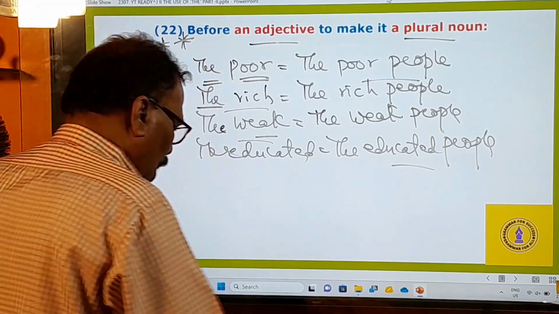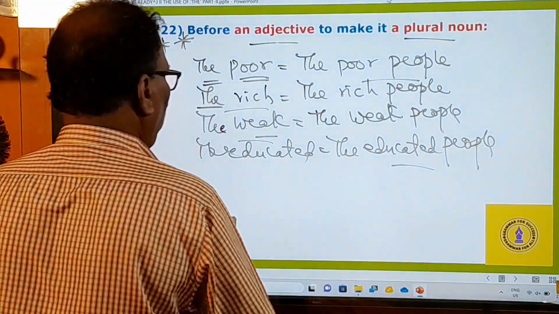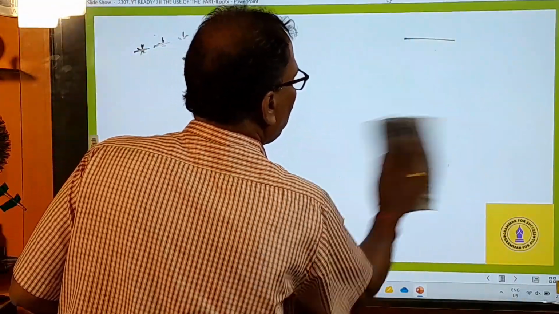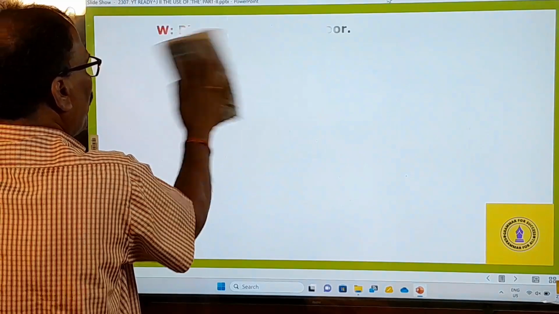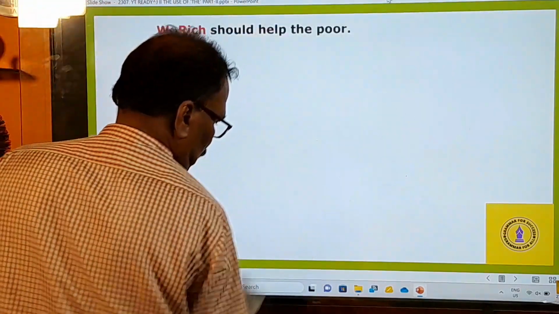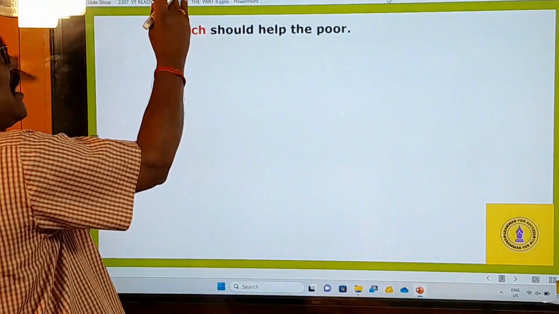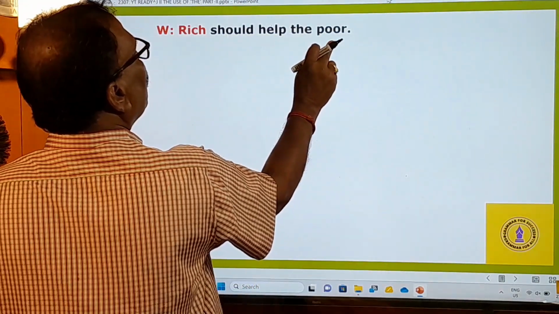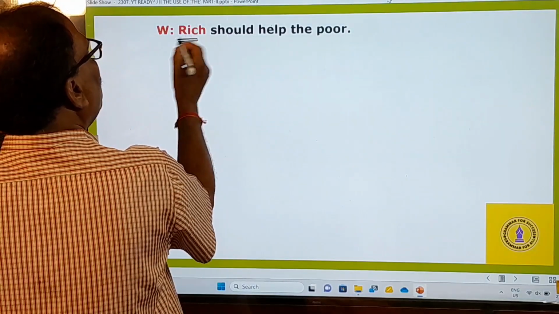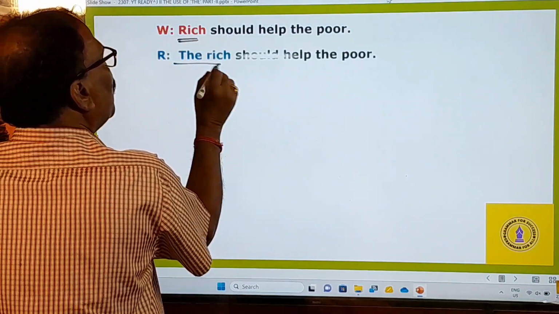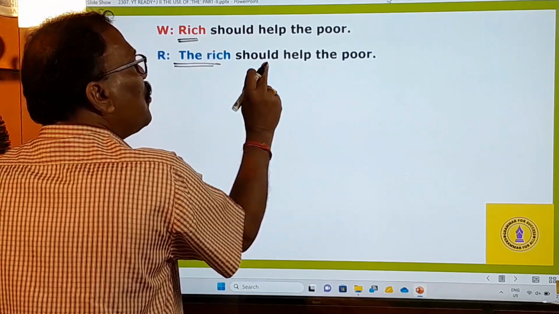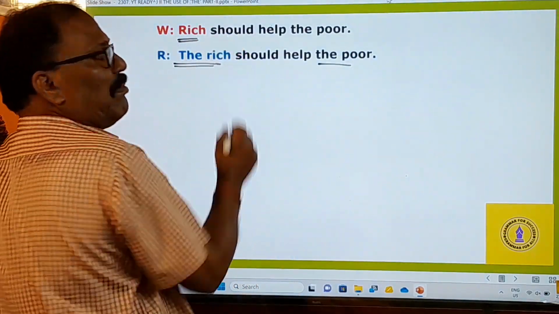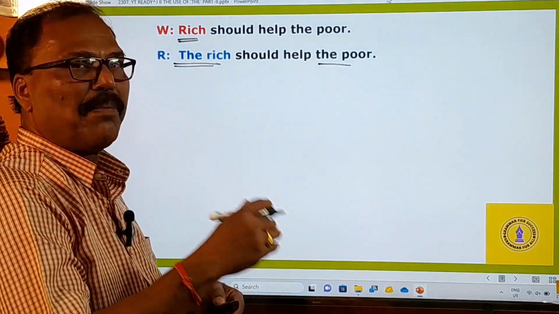And now let us see how the questions will be given in the examination. In the examination, the sentences will be given like this. Model: Rich should help the poor. Rich should, now it's a mistake. What should be there? The rich. The rich means the rich people should help the poor. The poor means the poor people. Again, don't use the word people. The rich means the rich people, the poor means the poor people.